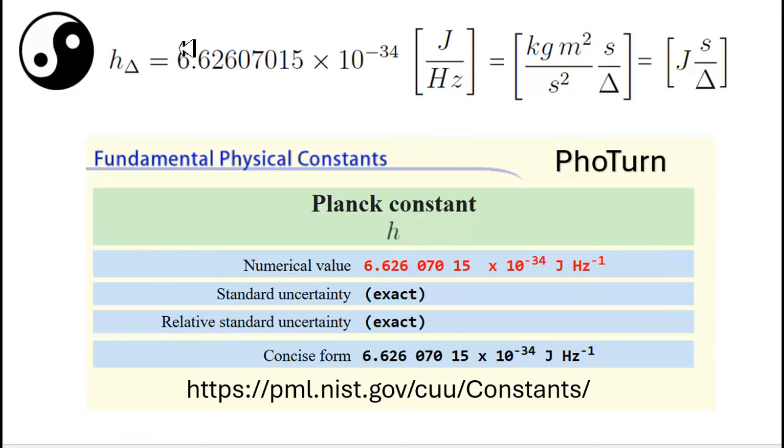One turn of the wheel of Dharma, if you understand what that means in Buddhism. Dharma is a teaching. So this is one turn, and I'm calling this Planck's constant. I'm going to refer to it as the energy of one photurn.